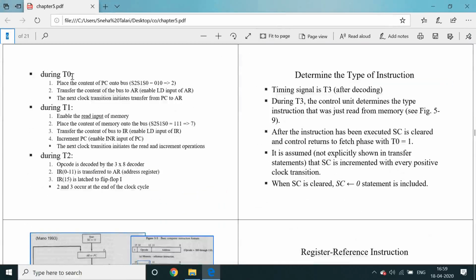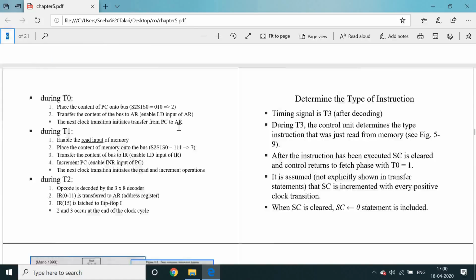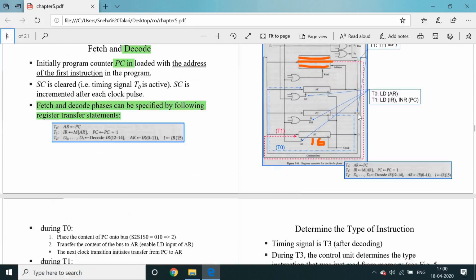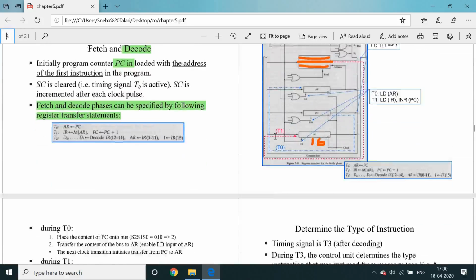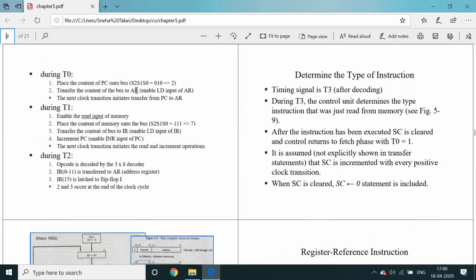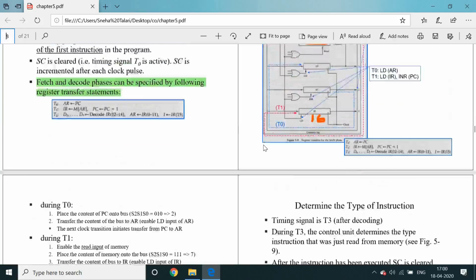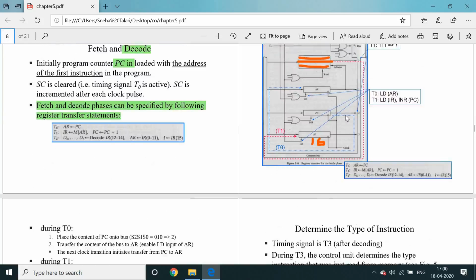See next one, during T0. Once again I will give a clear picture for understanding purposes. During T0, place the content of PC onto the bus. The T2 signal, the PC onto the bus, and transfer the content of the bus to AR. So PC here, PC 2, that means 010, the S0, S1, S2 control signals will be generated. PC value is transferred to AR. So enable the load input of the AR. So the value is transferred from PC.